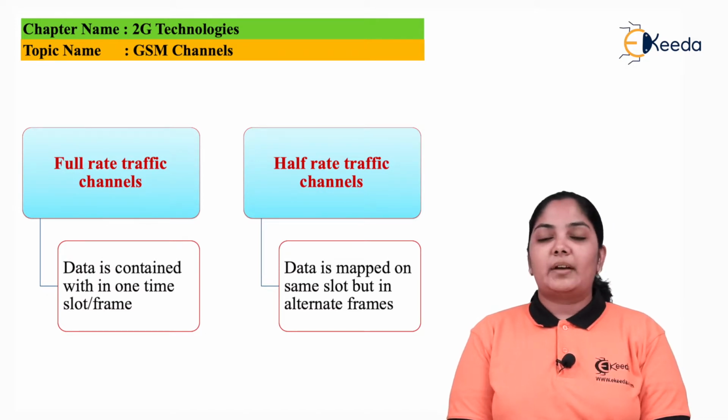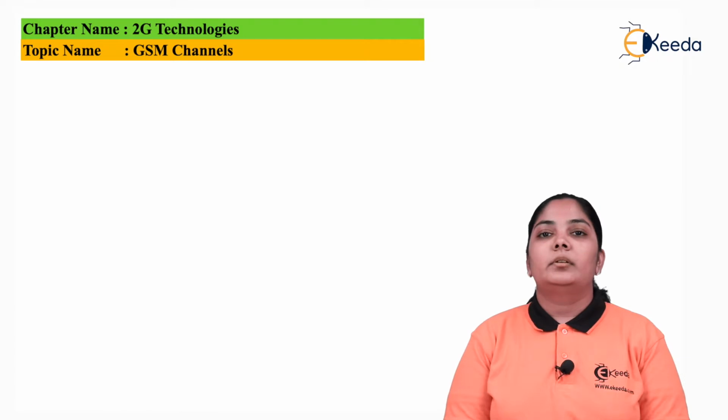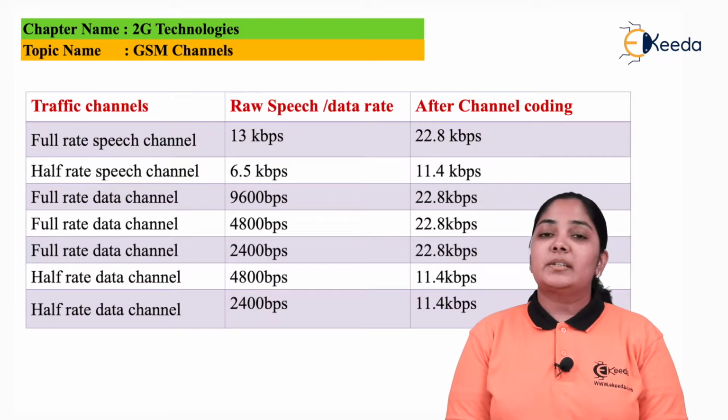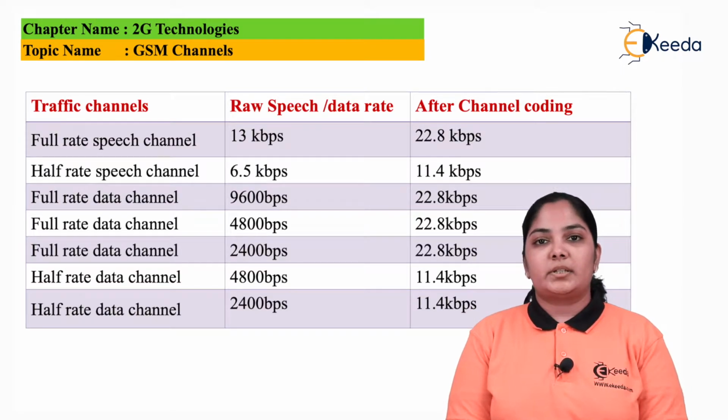If the half rate traffic channels are used, then the user data is given in the time slot of alternate frames in the GSM system. Let us first talk about the speech channels in the GSM system.